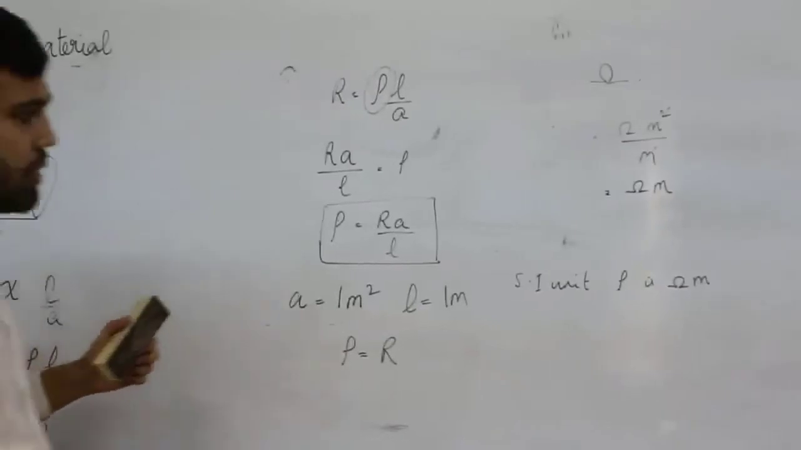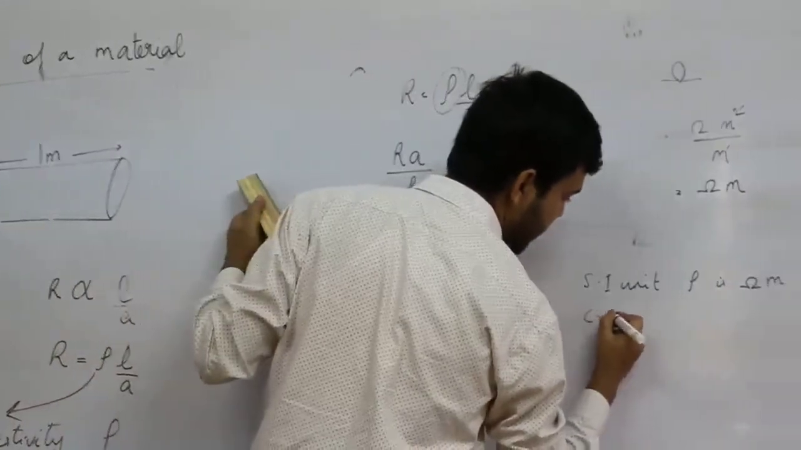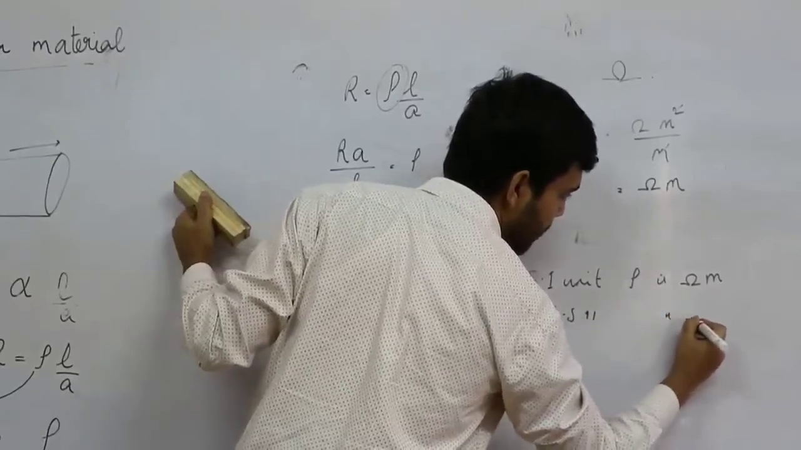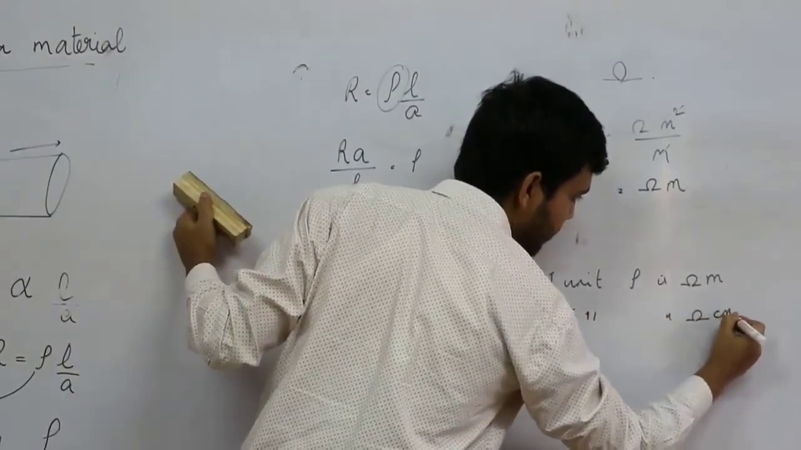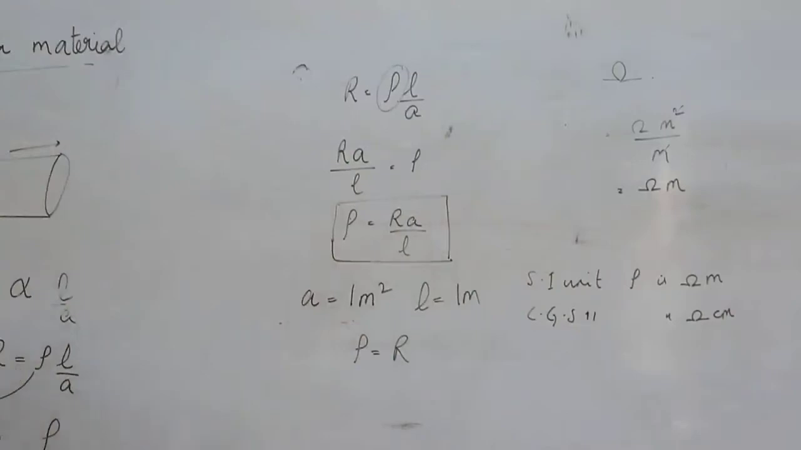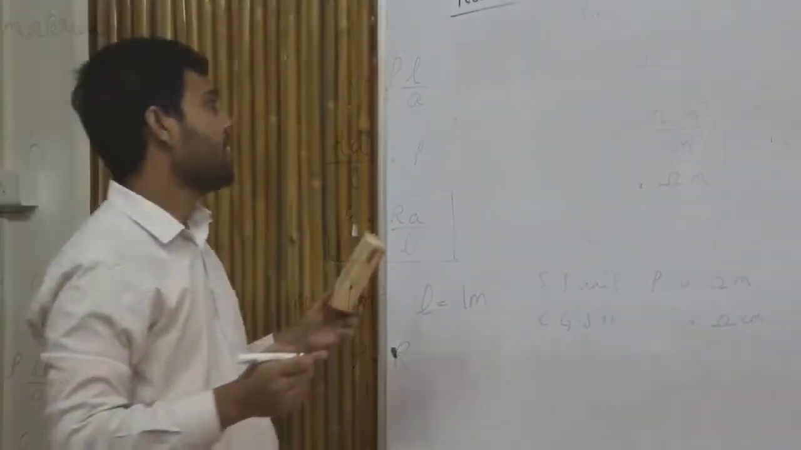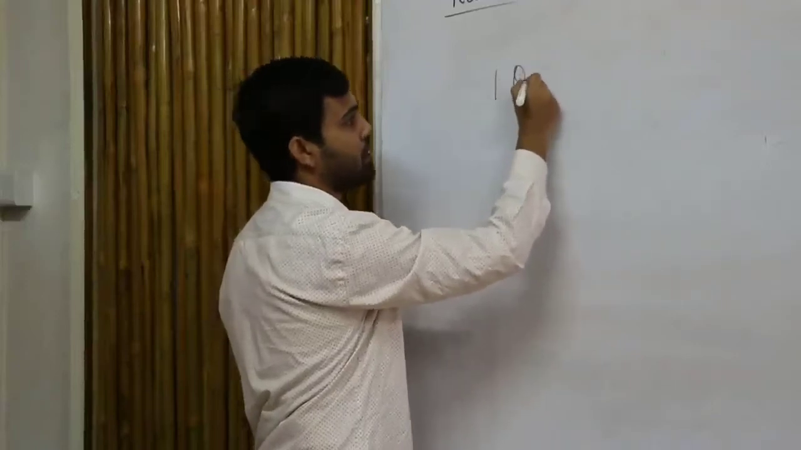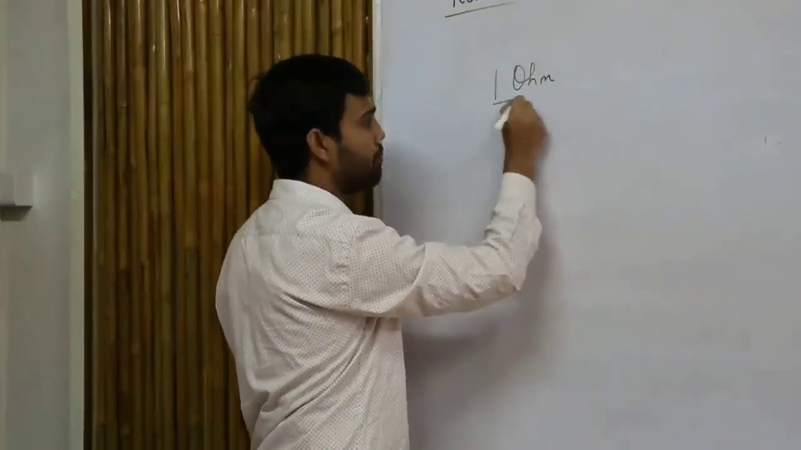And the CGS unit of rho is ohm centimeter. CGS unit is basically a smaller unit for rho. So the definition of 1 ohm, this is an important topic from the exam point of view. So what is 1 ohm?